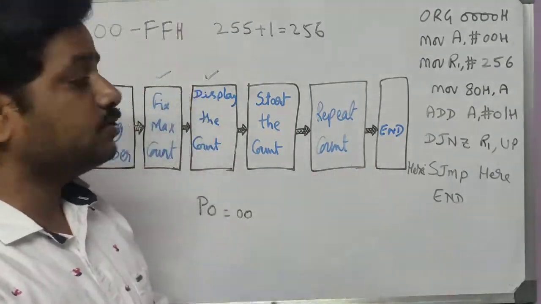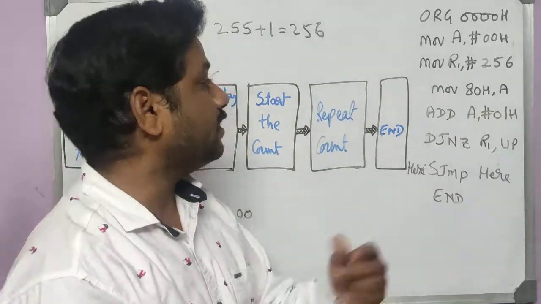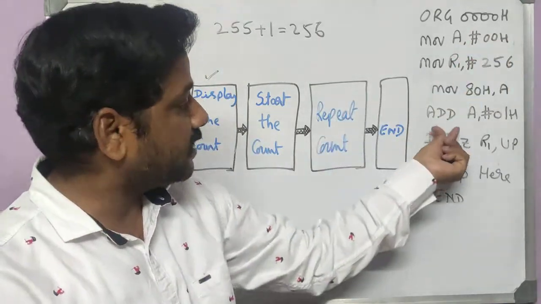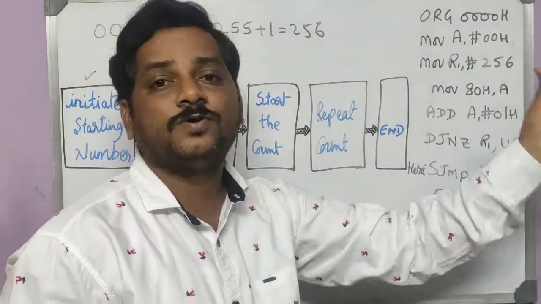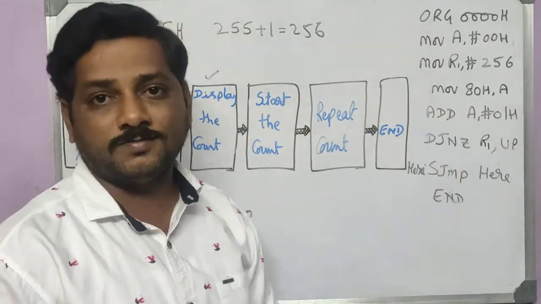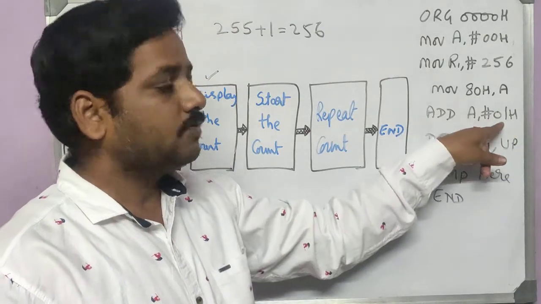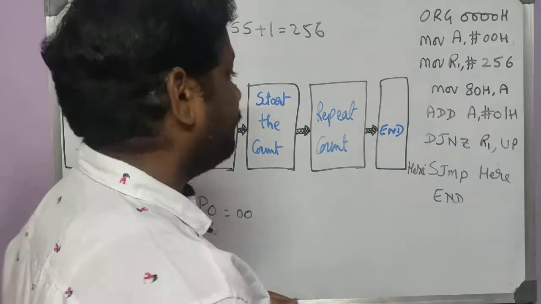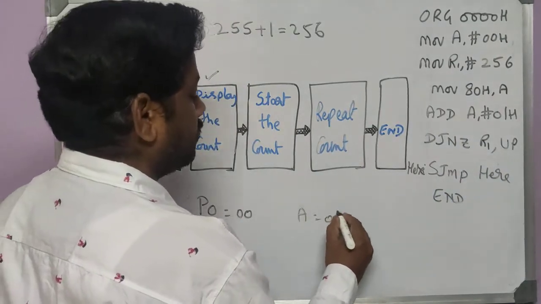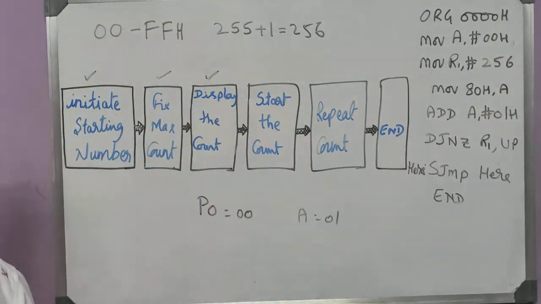So, how to start? Add one number to the accumulator, 00. So that's what I have done. Add A comma hash 01H. So I am adding 1 to the accumulator. Earlier it was 0. Now if we add 1, the accumulator is going to be 01.